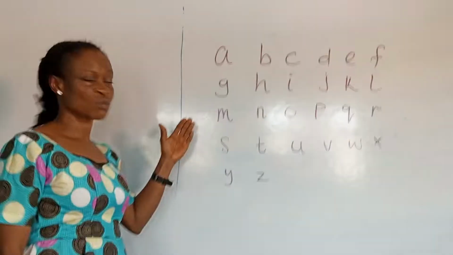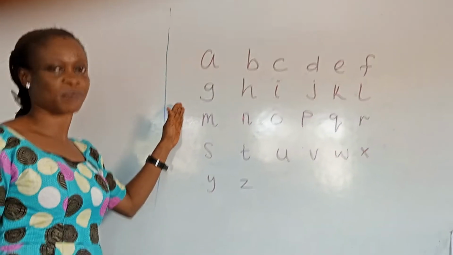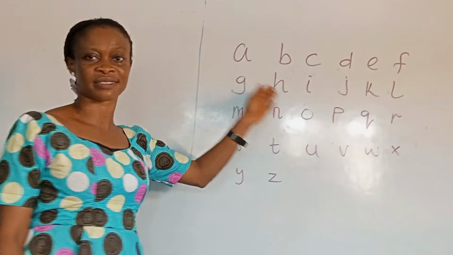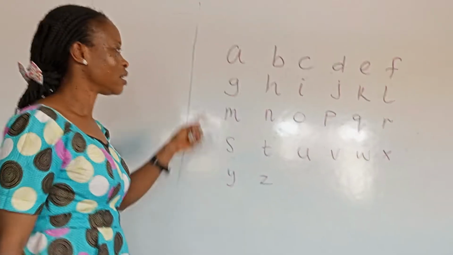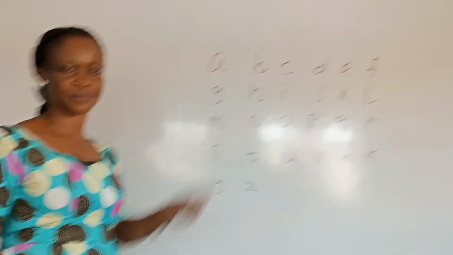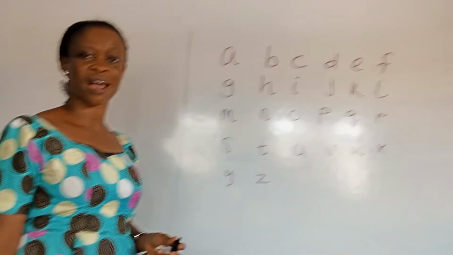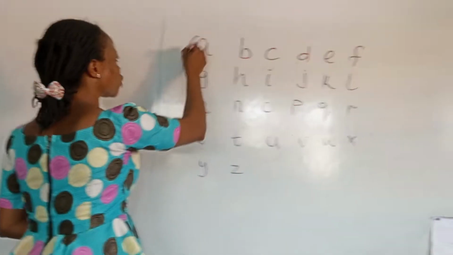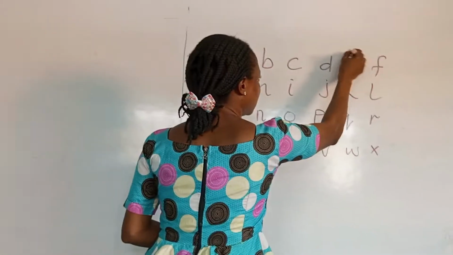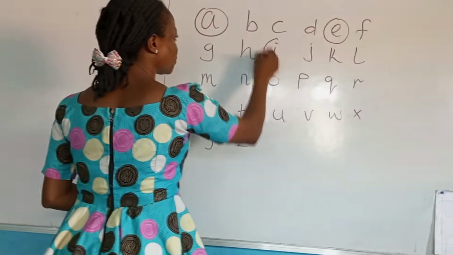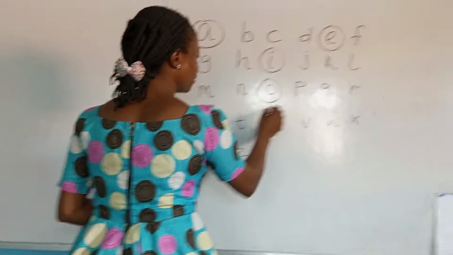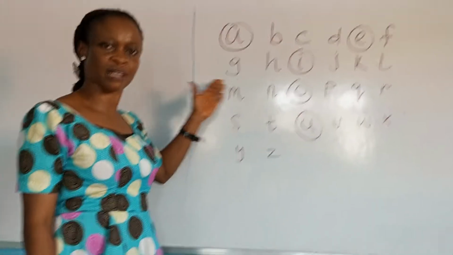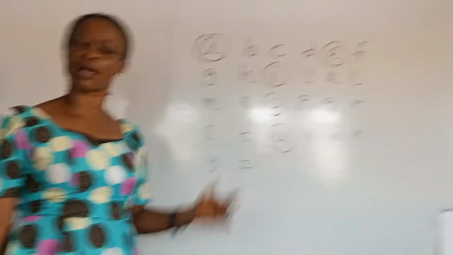Looking at the board, we have the English alphabets. These English alphabets are 26 in number. Out of these 26 alphabets, 5 of them are called vowels. These ones that I'm just circling are the vowels among the 26 English alphabets, while the remaining are consonants.